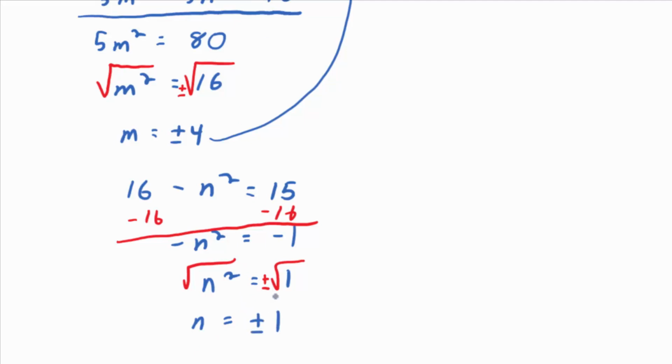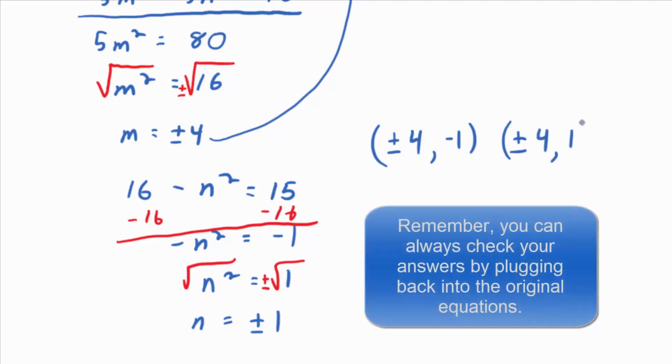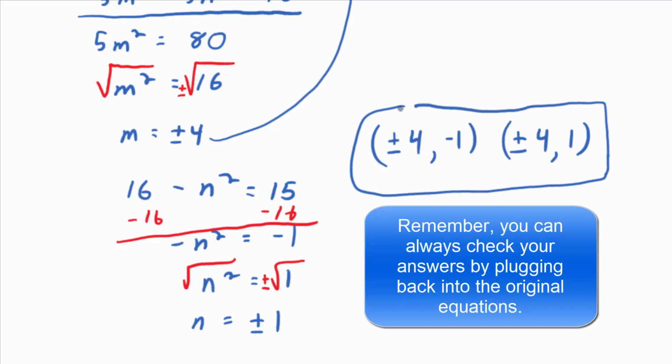But it's really all combinations. So aren't there really 4 answers here? Yeah. So what are all 4? The way we'd have to separate it is like this. M is plus or minus 4. So that could go with either negative 1. So that's 2 ordered pairs right there, right? Or plus or minus 4 goes with positive 1. Does everybody see that's really 4 ordered pairs altogether? M comma n, right?